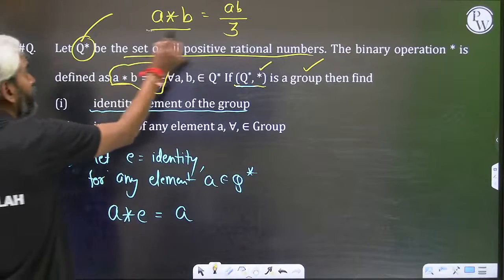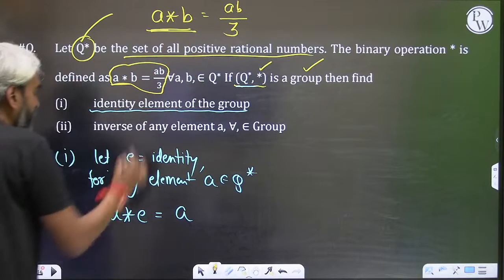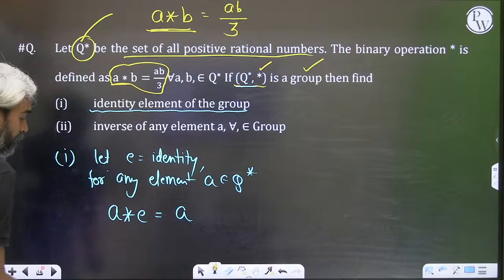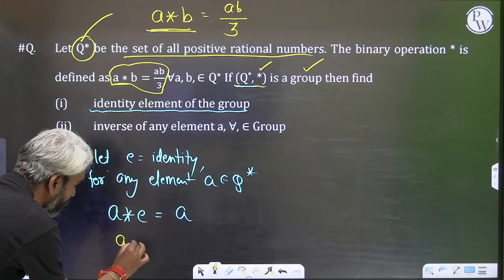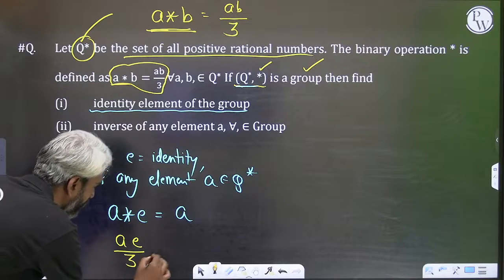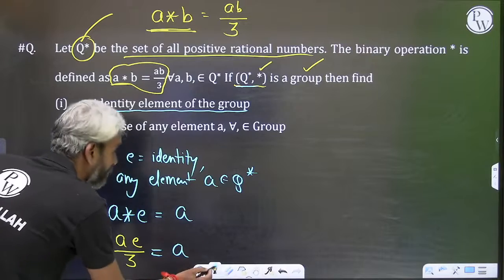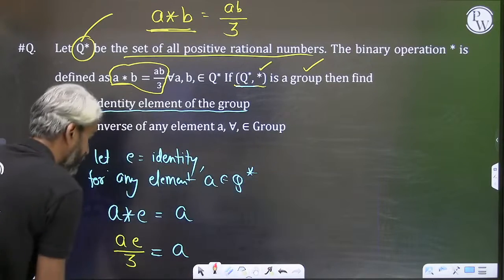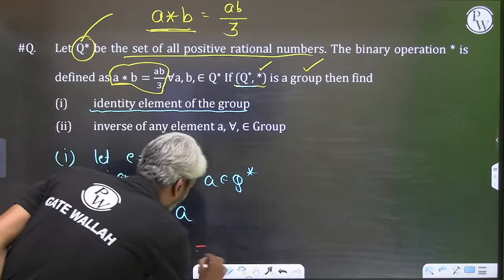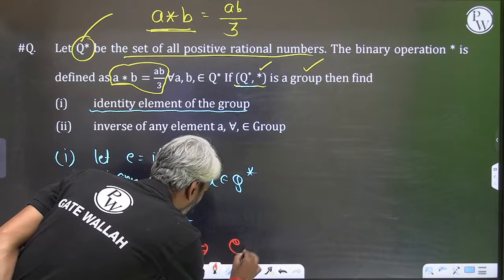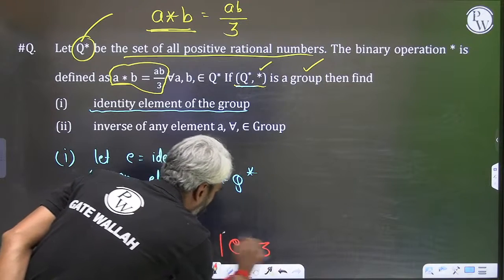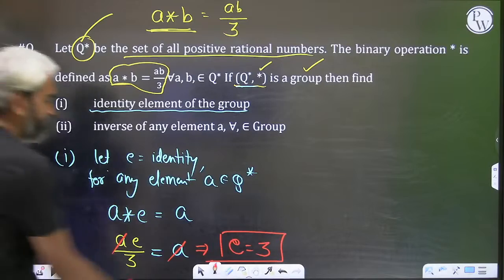The binary operation of A and B is defined as AB by 3. Therefore, the binary operation of A and E will be defined as AE by 3. And this AE by 3 is actually equal to A. Now, this A and A will get cancelled out, and the value of E will come out as 3.